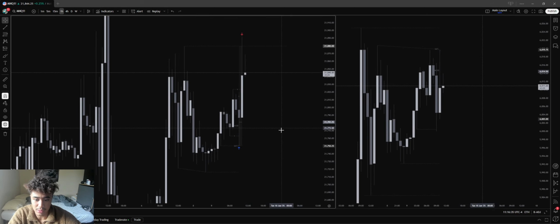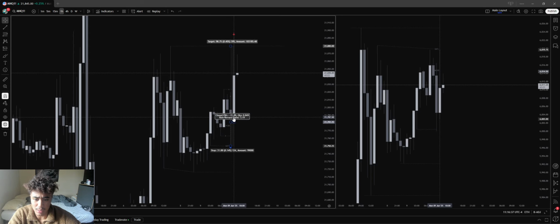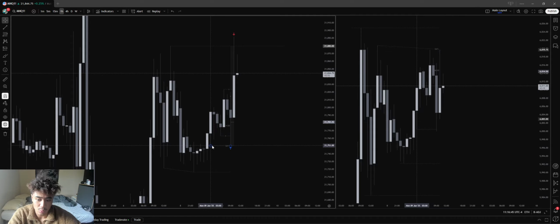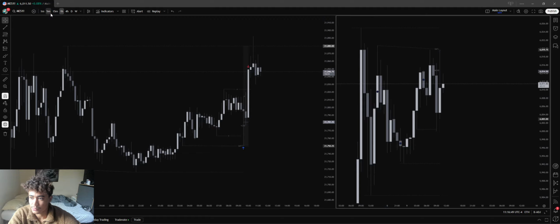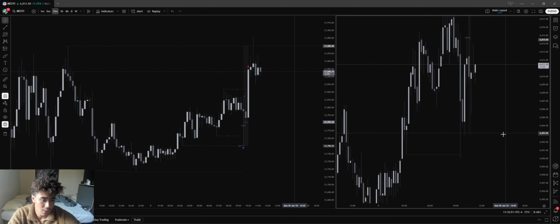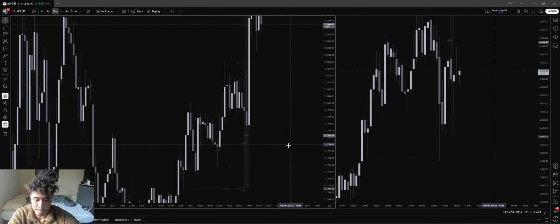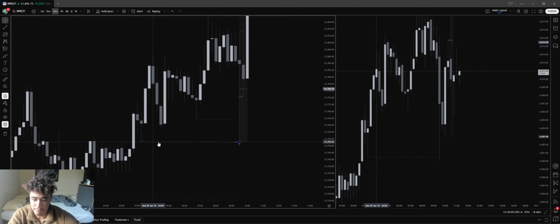what ended up happening? On the hourly market open, we ended up continuing back to the downside, taking out these hourly lows right here and here. We ended up forming a 15-minute SMT. You can see that it formed a 15-minute SMT right here after taking out these lows.